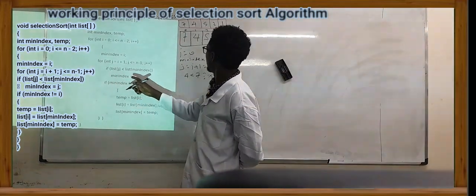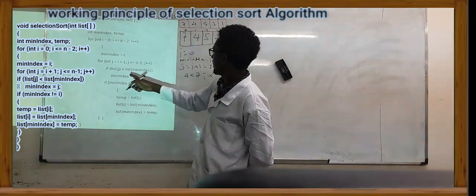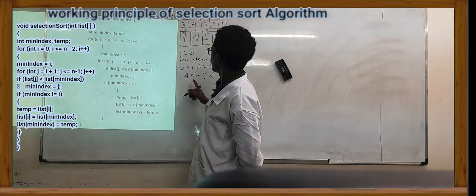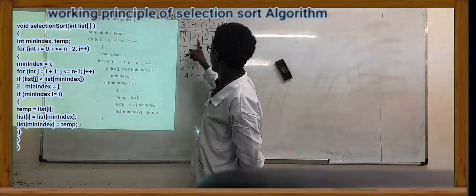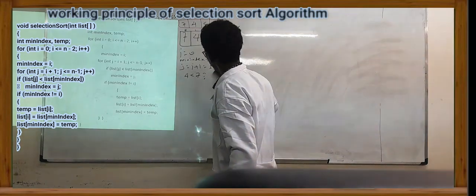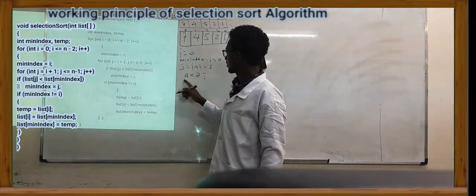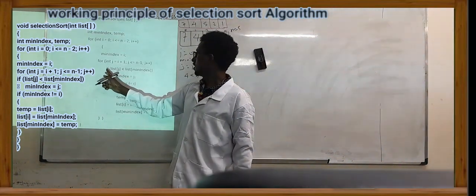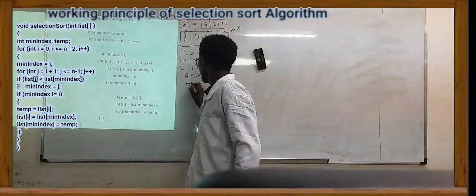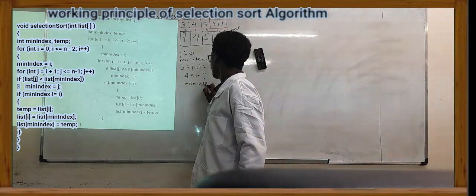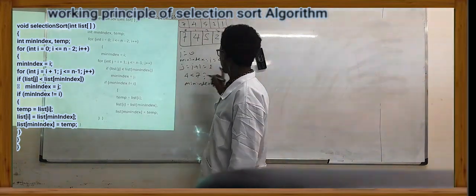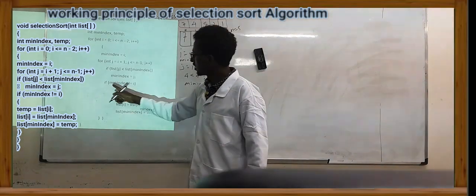List of j is 4. 4 less than 7, this is true. Sorry. This statement is true, 4 is less than 7. Therefore, what do we have to do? Change the min index value to j. Min index is equal to j. j is equal to what? j is 1. Good.